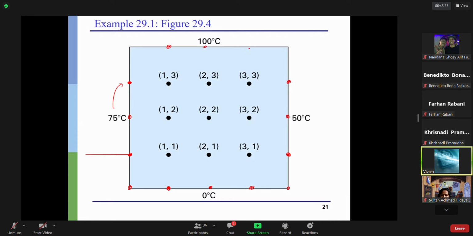Because the temperature here is already known, what we don't know yet is the temperature for the interior points here. So we give an index here in which the interior points will be from 1,1 to 1,3, and up to 3,3. Because we have a 5 by 5 grid but we have the boundary nodes, the unknowns will be 9 points, 9 nodes with unknown temperature. That means that we need 9 equations in order to solve the temperature for each of the 9 points.